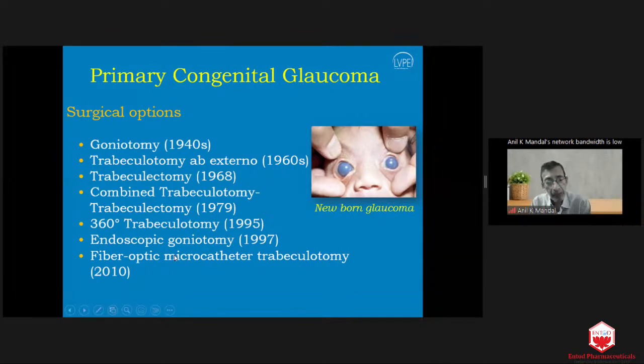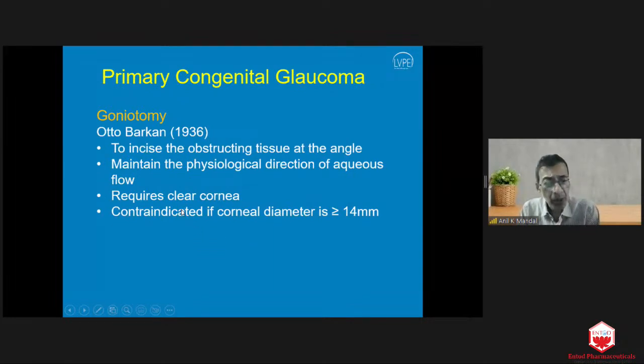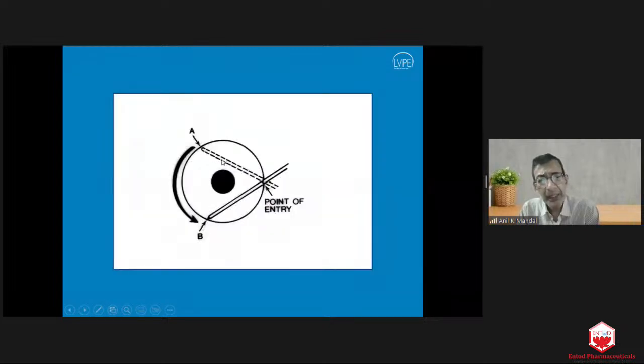The extent of metal trabeculotomy is up to about one third of the circumference. But look at the situation. In difficult cases, one can perform 360 degree trabeculotomy with the help of microcatheter-assisted circumferential trabeculotomy. I'm not going into the details of goniotomy. Barkan described it: with a needle-like knife, incise the abnormal angle tissue so that the root of the iris falls back and aqueous has access into Schlemm's canal, and the post-canalicular outflow channel is via the normal trabecular meshwork.